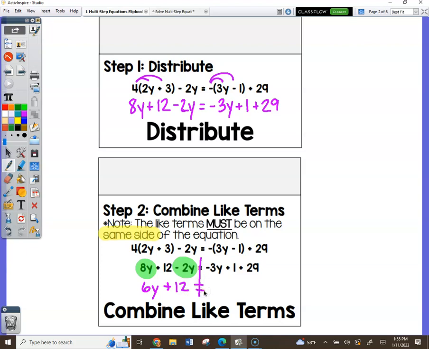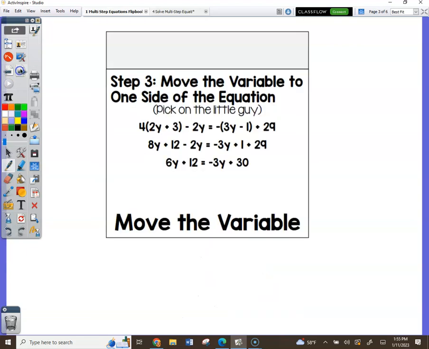Then you come over here to the right-hand side. What are the like terms over here? The 1 and the 29. So it would be -3y plus 30. So we distributed, we combined any like terms that were on the same side. Open the next flap. Now you're going to start moving things from one side to the other.